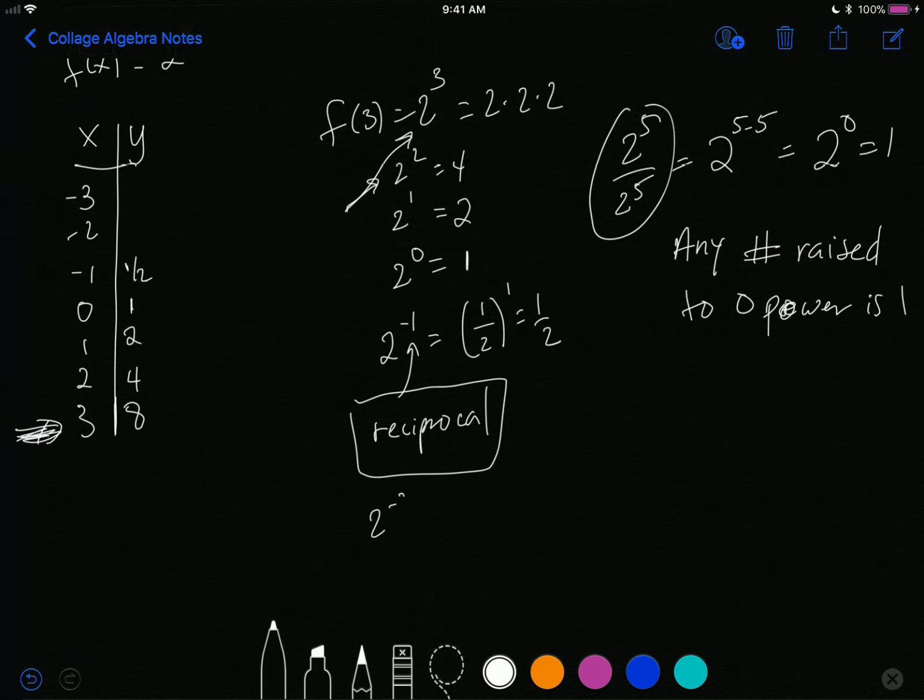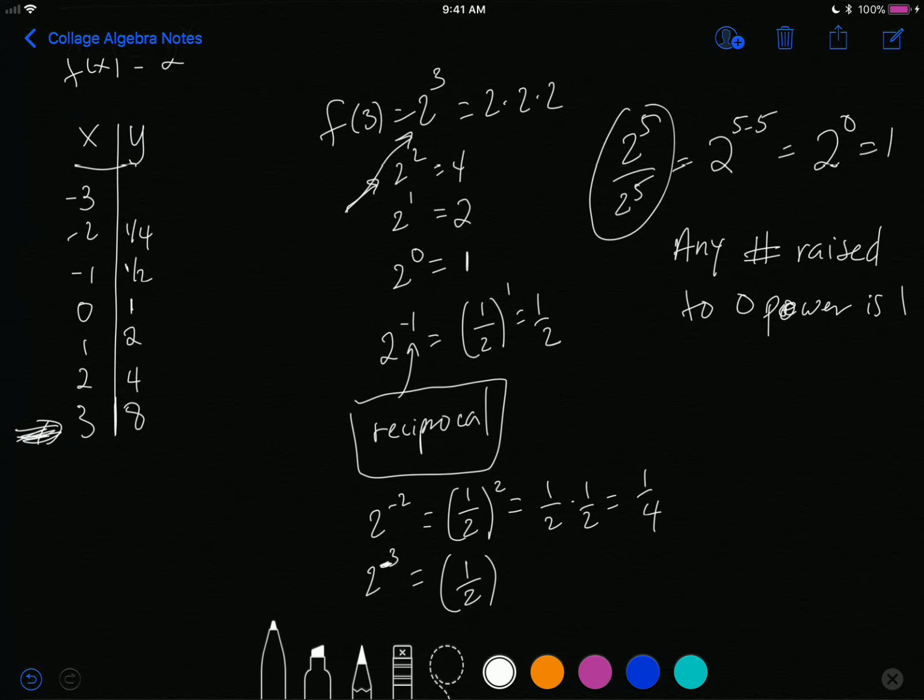The next one, 2 to the negative 2. Again, you do the power first. The reciprocal of 2 is 1 over 2, and that is being squared. 1/2 times 1/2 is 1/4. And so this is 1/4. And then 2 to the negative 3. Again, the negative sign means a reciprocal. It's not multiplication. It means flip the base. That's another way of thinking about it. And that's a 3. So that's 1/2 times 1/2 times 1/2. That is 1/8.